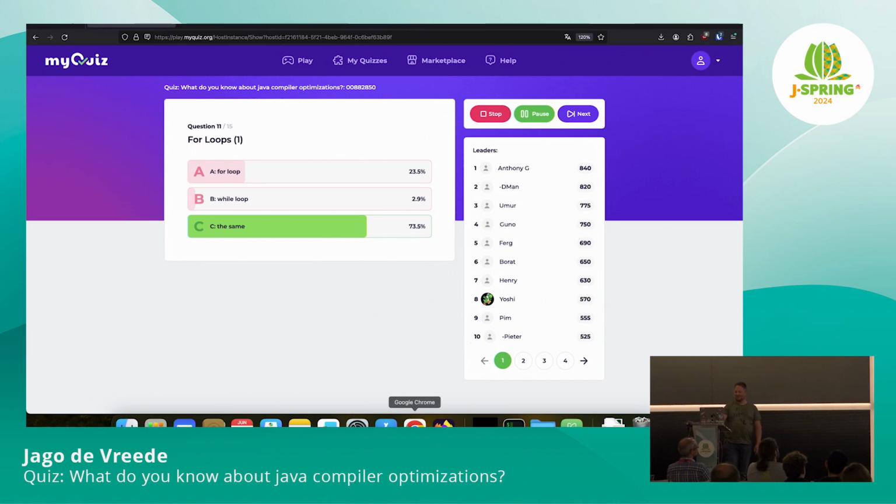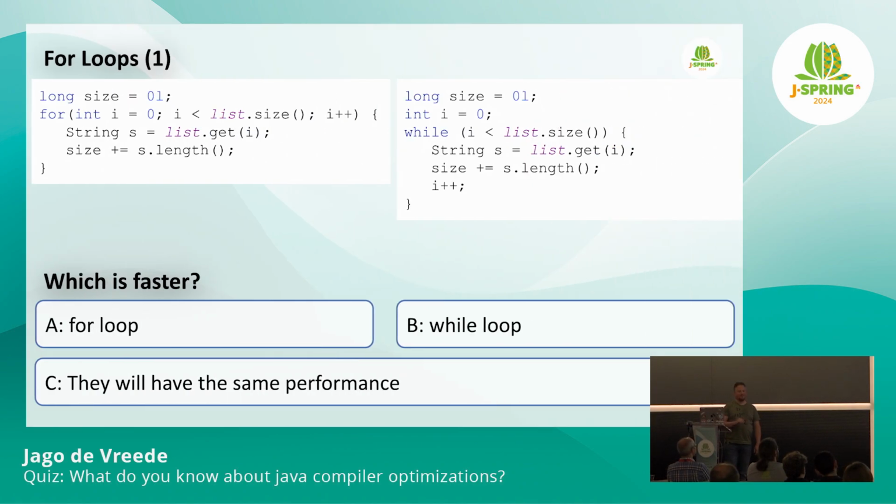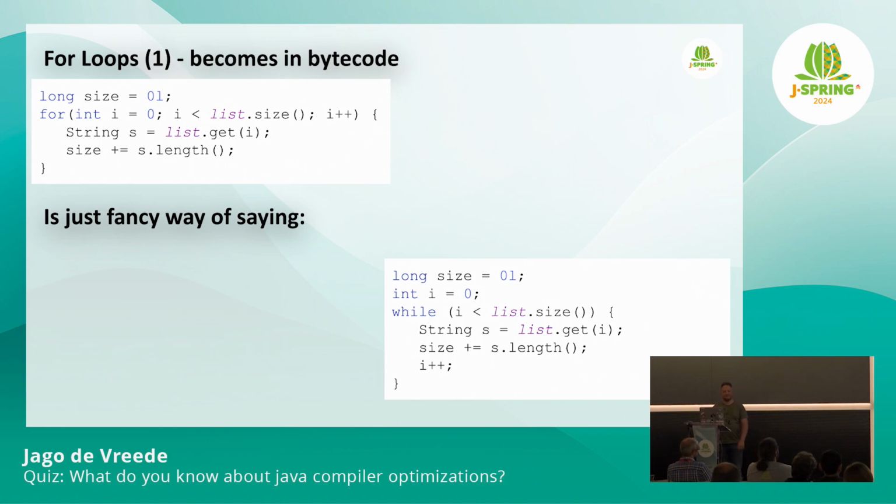Actually, they are the same. And do you know why they are the same? Because they are the same. It's just a fancy way of saying a while loop. So if you write a for loop, it will actually get compiled into bytecode as a while loop. If it gets decompiled, it will see, hey, this is that fancy pattern that you had, so that must be a for loop. So if you actually wrote a while loop, compiled it, and then somebody decompiled it, they will see, hey, a for loop.